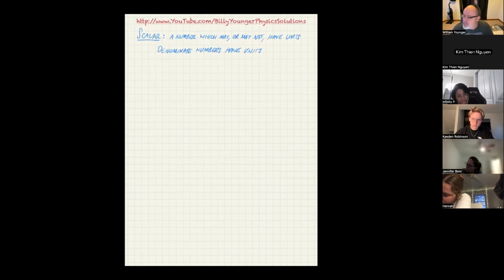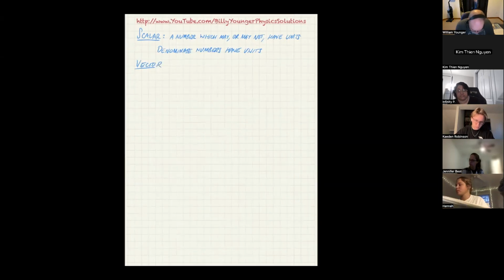I'm a big fan of trivia in general, and Jeopardy type stuff, so it's always helpful to know things like that. The other concept that we're going with is the vector. And the vector, of course, starts with V, just like the scalar starts with S, and just like the scalar quantity speed starts with S, the vector quantity velocity also starts with V.